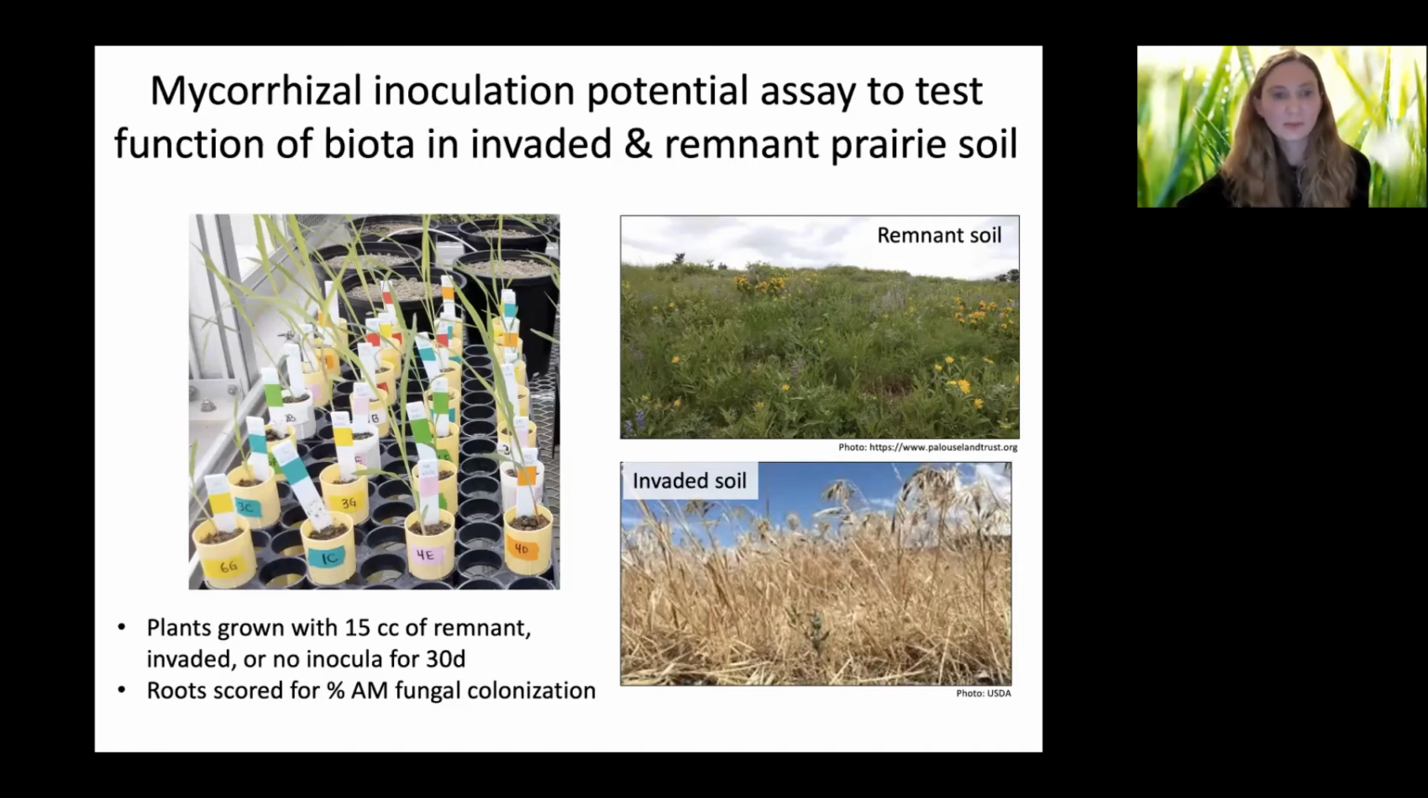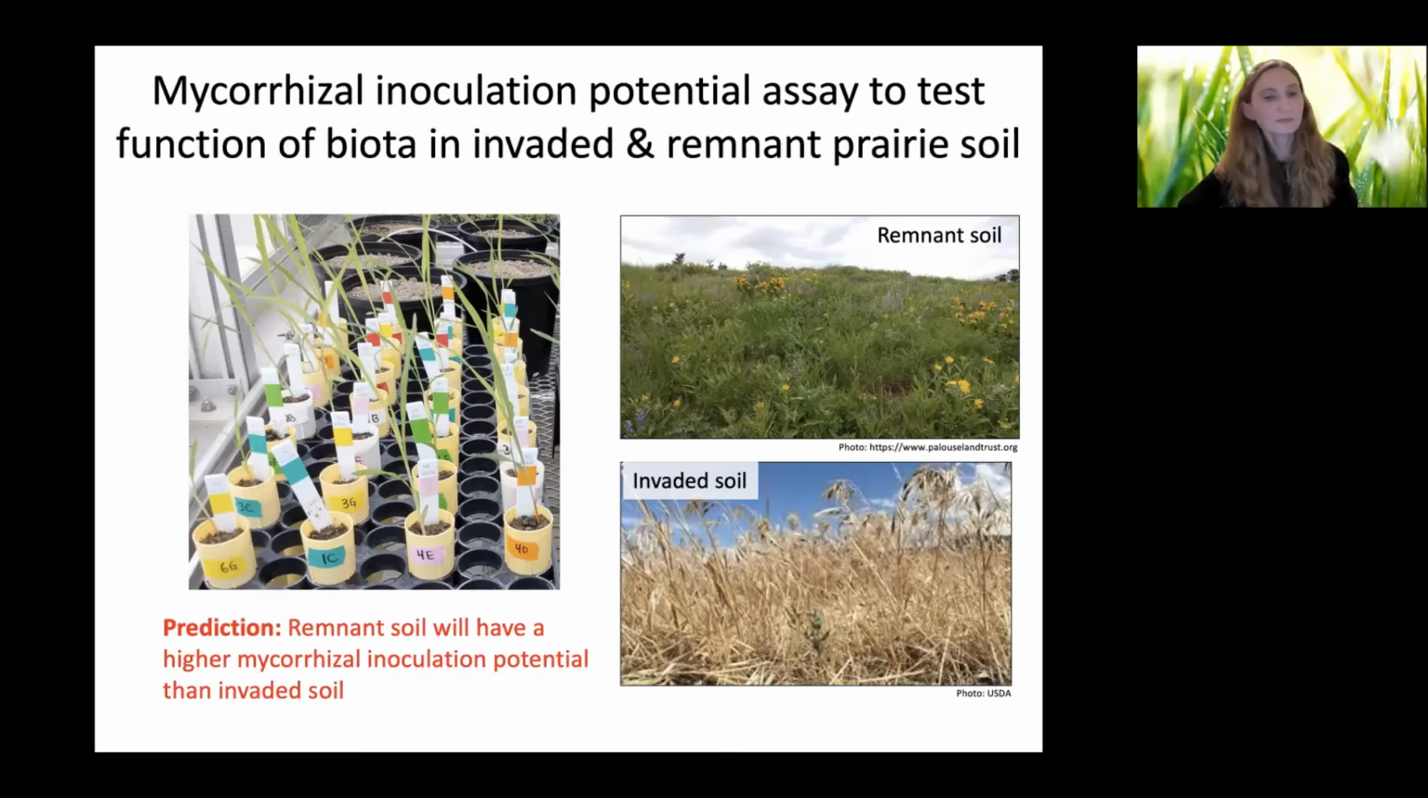We grew up a bunch of these little corn plants, and we inoculated them either with soil that came from the remnant prairie or soil that came from the cheatgrass invaded area. And then we looked at roots to see how well they were colonized. This gets at the function of the mycorrhizal fungi, because oftentimes the more colonized the roots are, the more nutrients the plant can get. And we predicted that the remnant soil would have a higher mycorrhizal inoculation potential than the invaded soil.